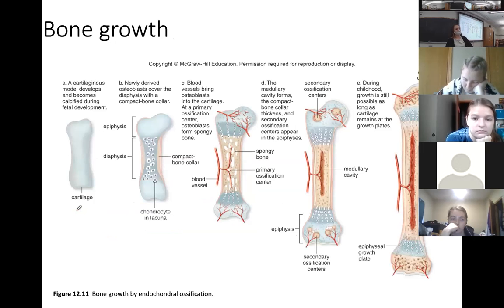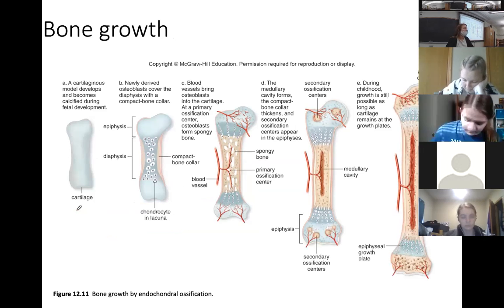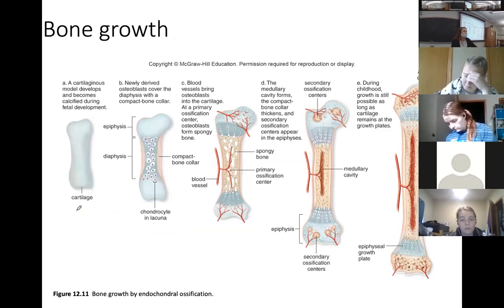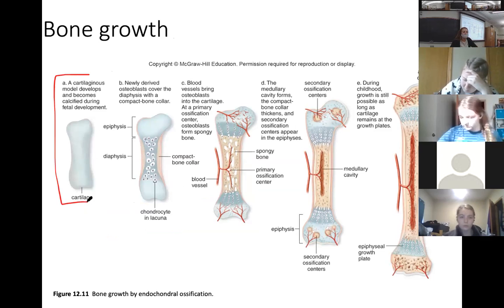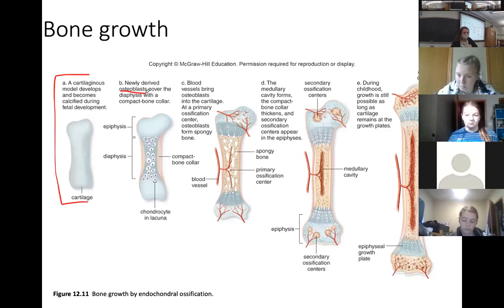So here's a little bit more about bone growth. It starts with cartilage. It's a cartilaginous model, and it develops and becomes calcified during fetal development. So we talked a little bit about fetal development a couple of days ago, and how the bones start out as cartilage, structural, supportive, but yet kind of bendy and flimsy. That's what they're talking about here. It's a cartilage model. Starts out of cartilage. And then we get these osteoblasts, which are a certain type of cell, and it covers the diaphysis with a compact bone collar.